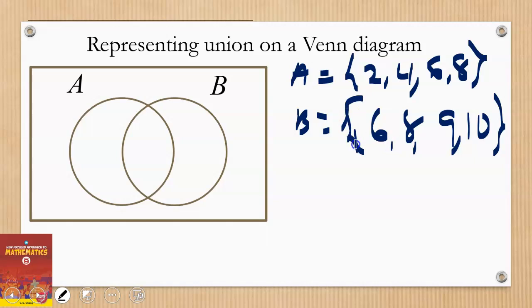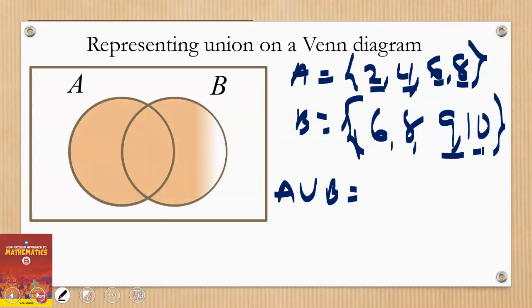Now, if you want to find A union B, then it means you are bringing all the elements together. You are bringing 2, 4, 6, 8, 9, 10 all together. That represents A union B. And so in shading it on the Venn diagram, we'll have it this way.